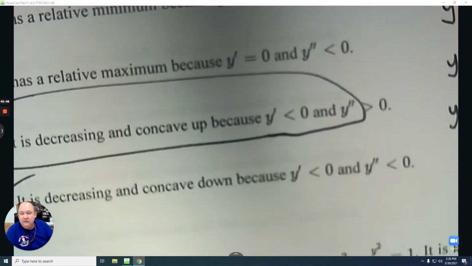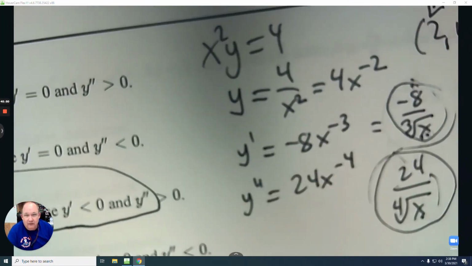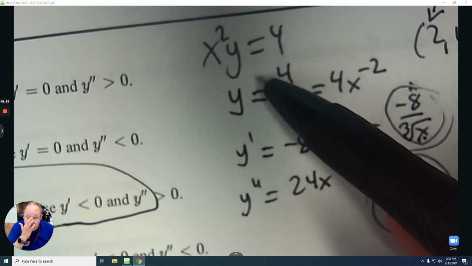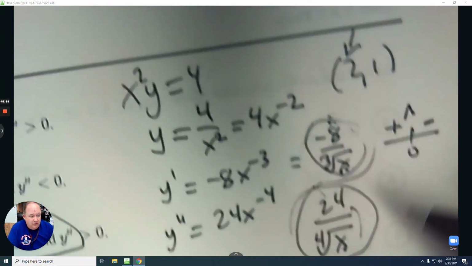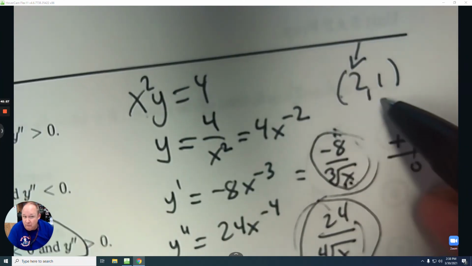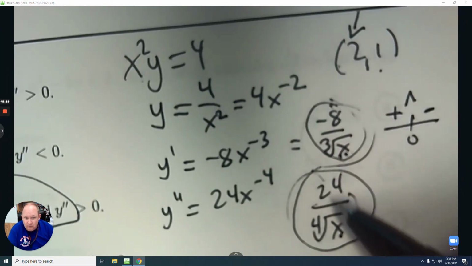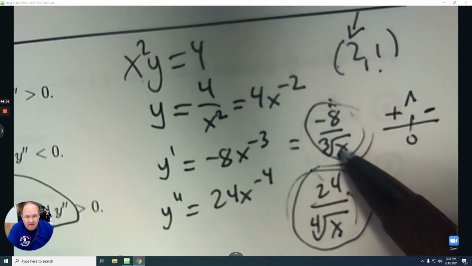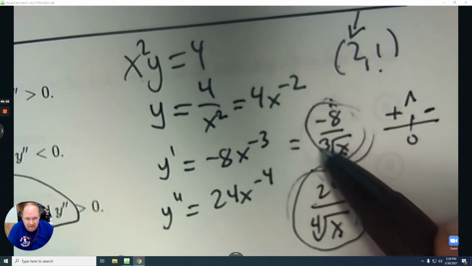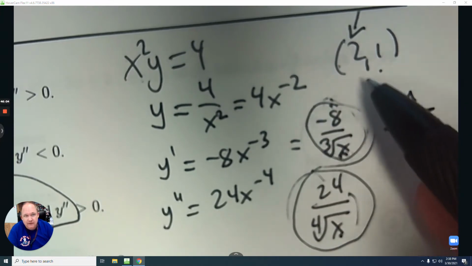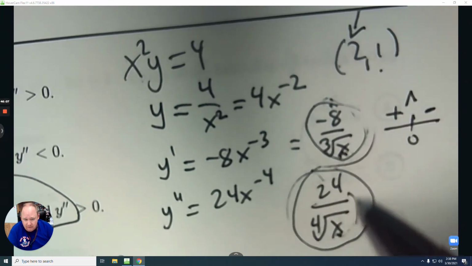And it's actually easier to do it that way than to do it implicitly. So if it's easy to solve for y, make sure you do that. In this case, I didn't need both the x and y coordinate, just the x coordinate, plug it in. If you plugged in 2 for x, it's decreasing because it's a negative answer. Plug in 2 for x here, this is a positive answer, so it's concave up.